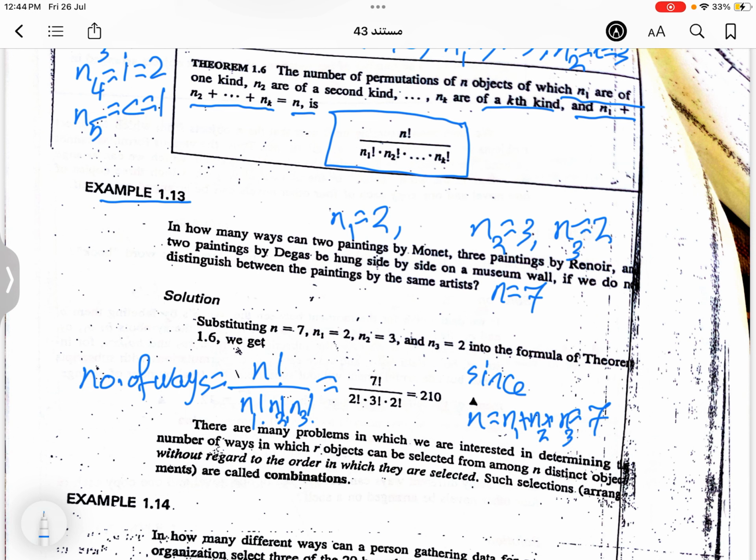There are many problems in which we are interested in determining the number of ways in which our objects can be selected. This is another subject, which is talking about combinations. Combination, permutation.